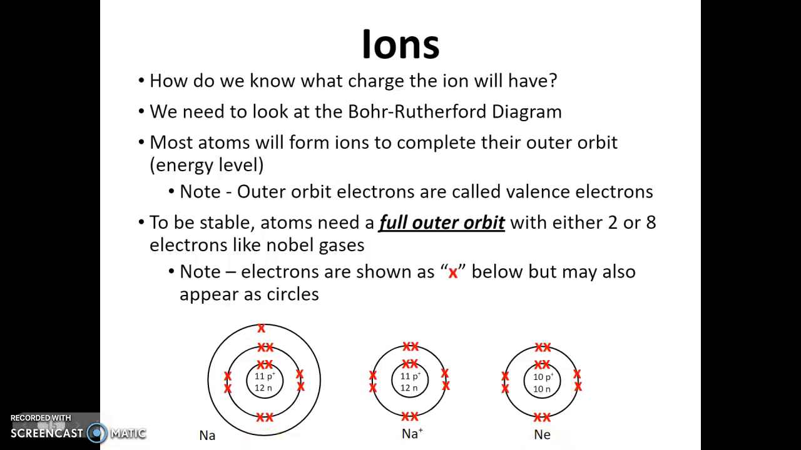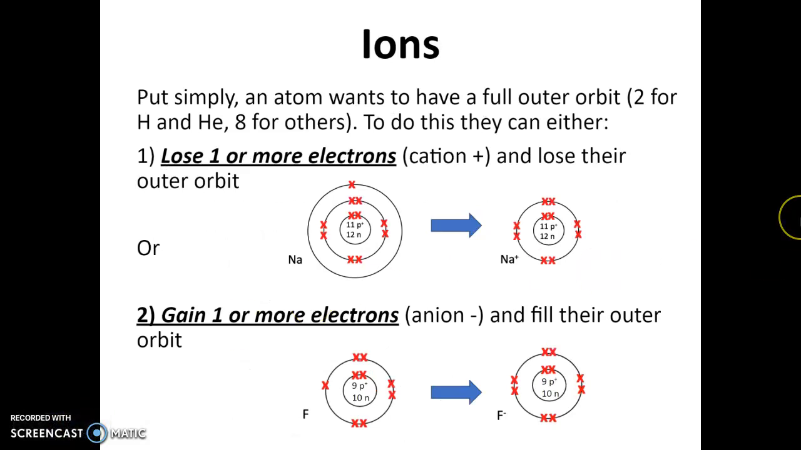Okay? So an atom wants to have a full outer orbit, and all others are looking for pretty much 8 electrons. So hydrogen and helium want 2, and every other element is going to want 8. So they can either lose 1 or more electrons to become a cation, so donate it and become positive, or they will gain 1 or more electrons and become an anion. Okay, and now how they do this will depend on how many valence electrons are in their outer orbit.